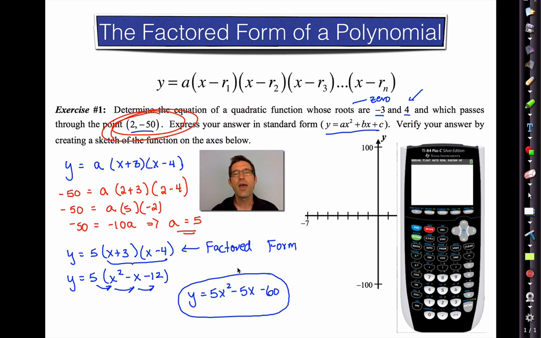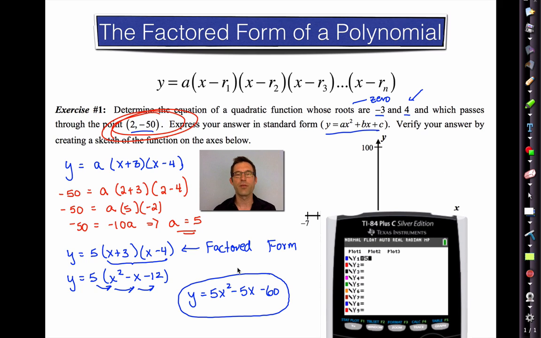All right. And what I'm going to do is I'm going to go into y equals. I'm going to clear out anything that's there. All right. And I'm going to put in that quadratic. So in y1, I'm going to put in 5x squared minus 5x minus 60. All right. Pause for a second. You check yours. I'll check mine. Make sure that it looks good.